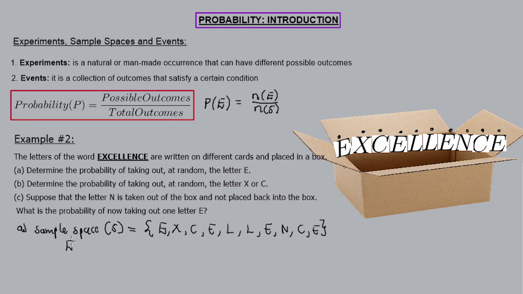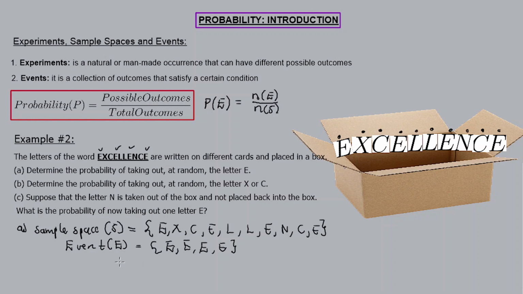So the event E is equal to the letter E. There are four E's. So it's 1 for the first E, 2 for another E, and then 3, and 4 for another one, right? So this is our event E, right?